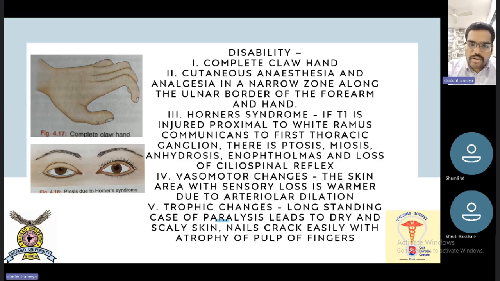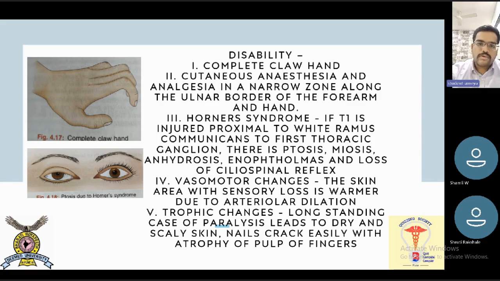So Horner syndrome is a lesion proximal to the white ramus. There are 5 things in Horner syndrome: ptosis, miosis. Miosis is constriction of the pupil, anhidrosis, that is decreased sweating, enophthalmos, that is the opposite of exophthalmos. Exophthalmos is a protruding eyeball, enophthalmos is the eyeball going in, and loss of ciliospinal reflex.